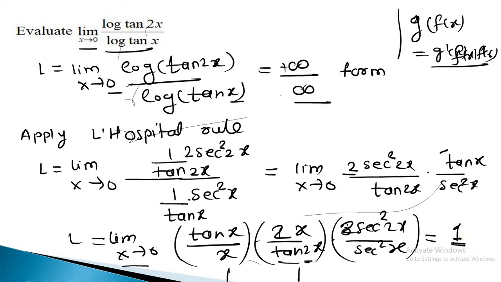So whenever the limit is of infinity by infinity form, we can also apply L'Hospital rule directly. And if such multiplication terms are there, like limit tan x upon x, we can separate the limit over multiplication but not addition. So the value of this limit is 1, this limit is 1, this limit is 1. So the value of L is 1.